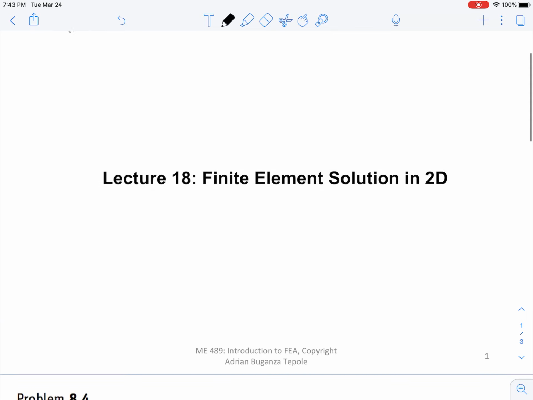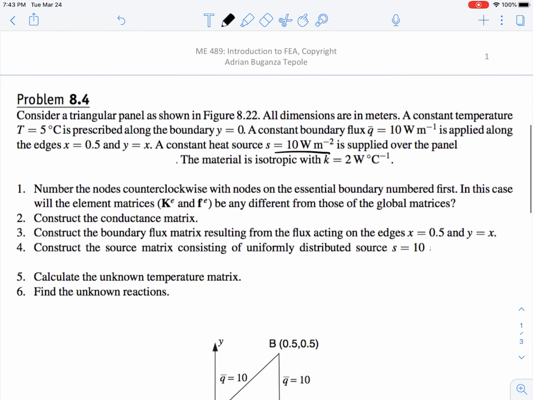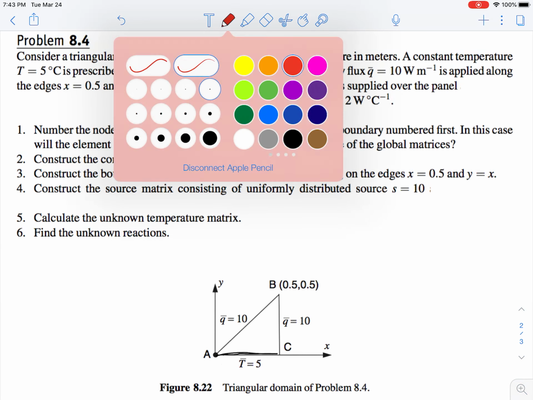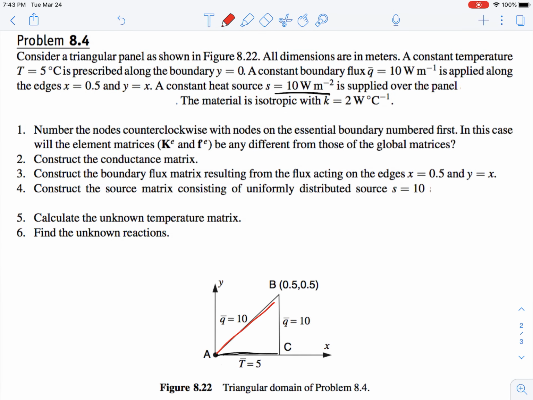Okay, class, today we're going to do one more example for the finite element solution in 2D. It's problem 8.4 in the book with just a slight change. We have a constant temperature of 5 degrees centigrade applied at the bottom of the domain, and we have two flux boundary conditions in this edge and this edge.